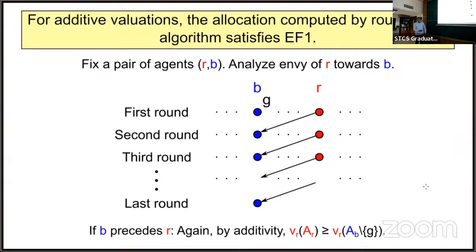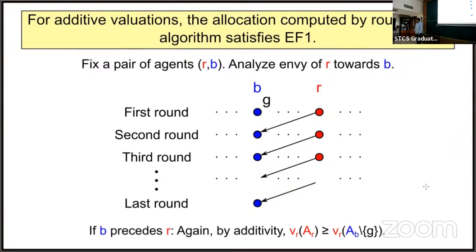Do you know if EF1 exists if you are not additive? Yes, EF1 exists even for monotone valuations. This algorithm may not work, but there are other algorithms that do. So you can have any permutation of these pairs. Absolutely, but that will not cover everything.